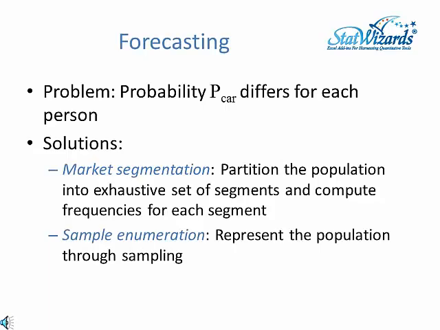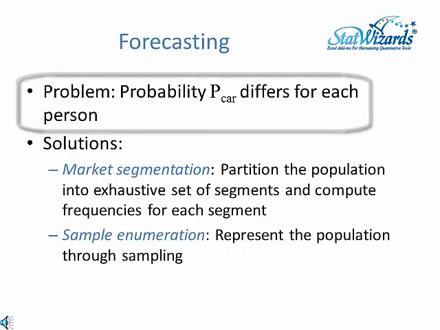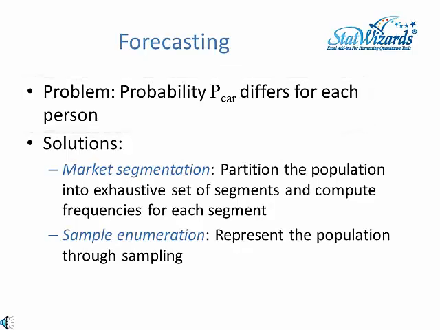Once we collect the data and estimate the parameters in our model, the next task is to produce forecasts. The problem with doing this is that we have measured choice at the level of the individual, yet the probability for choosing car, to use our example, differs for each person. So how do we address this?